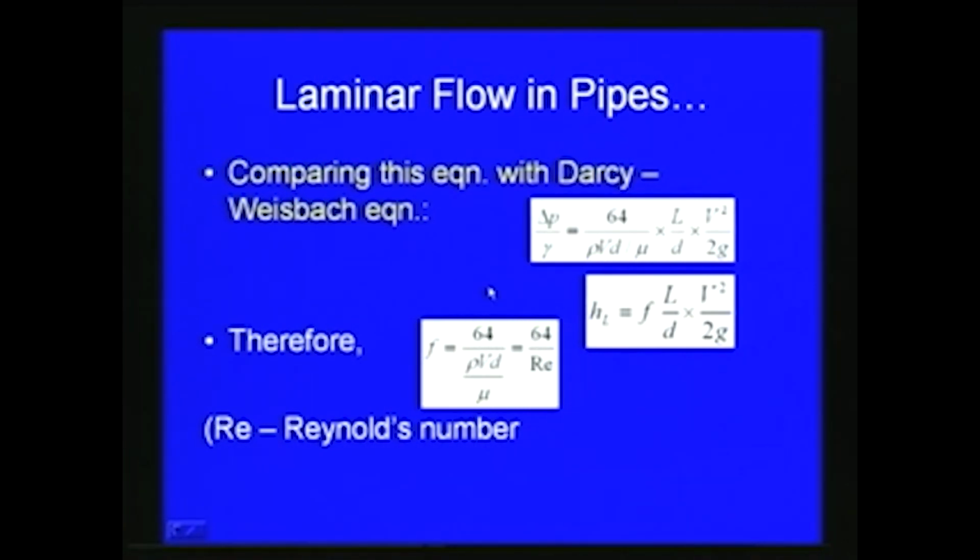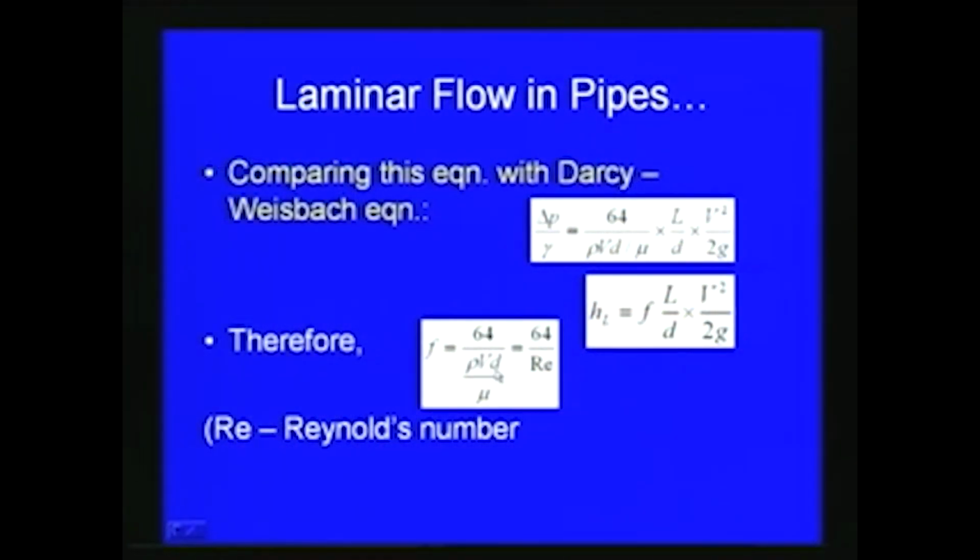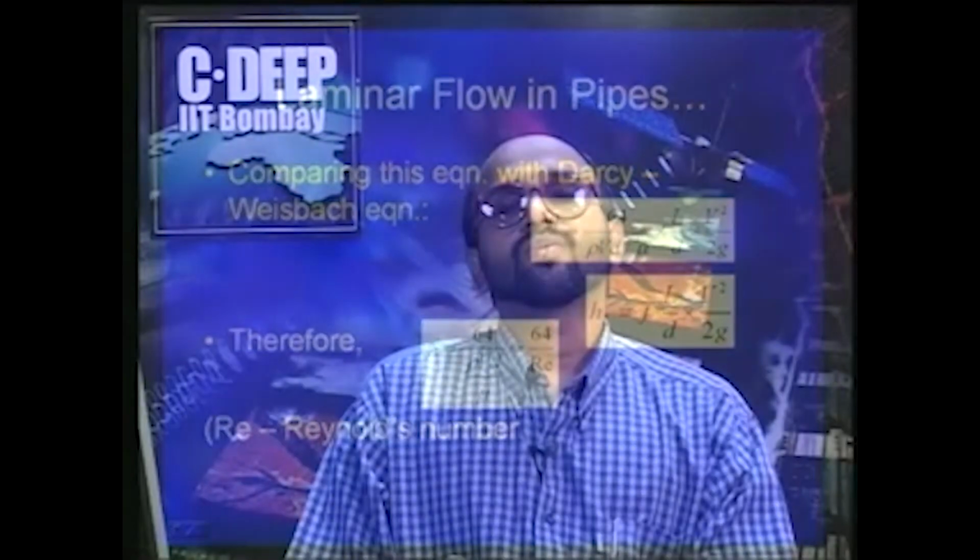So, in comparison with the Darcy-Weisbach equation, the Hagen-Poiseuille equation which we derived here, this friction factor can be expressed as 64 by Reynolds number for the case of pipe flow, for the case of laminar flow which we discussed now.